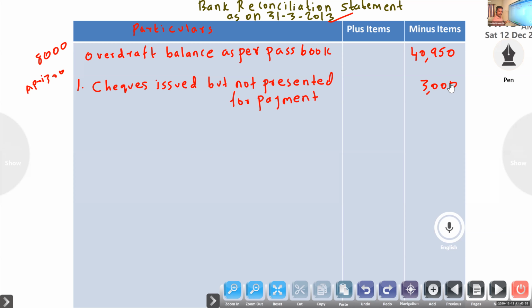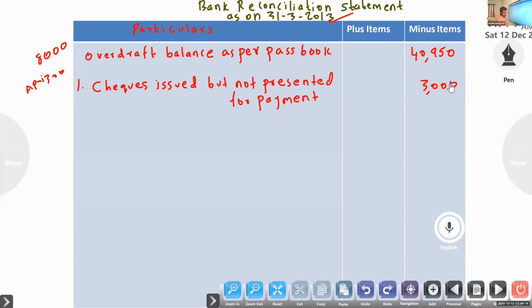The remaining is presented. Sometimes if they tell you that 3,000 was presented before 31st March, then not presented means the difference amount. Here it is given that it is presented in April. So on 31st March they didn't present.